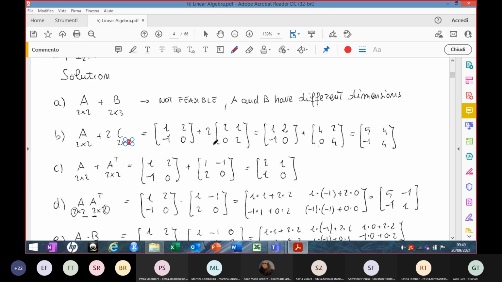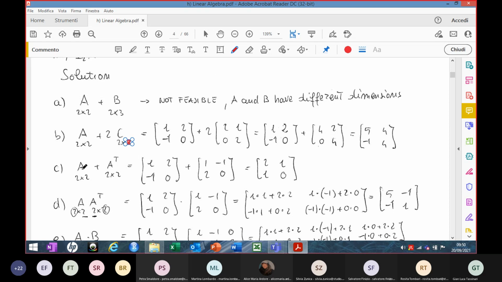So this is the operation that I've shown you before, K times a matrix. And this is very easy. Then you can make the sum. The sum is simply, you have simply to sum the corresponding element of the two matrices. So 1 plus 4, 5, 2 plus 2, 4, minus 1 plus 0, minus 1, 0 plus 4, 4. So you see how easy.